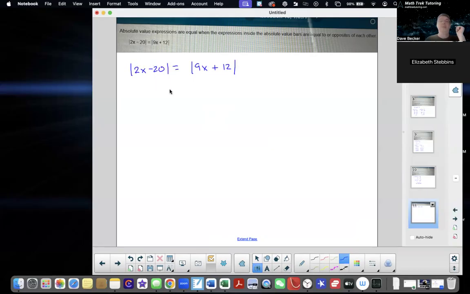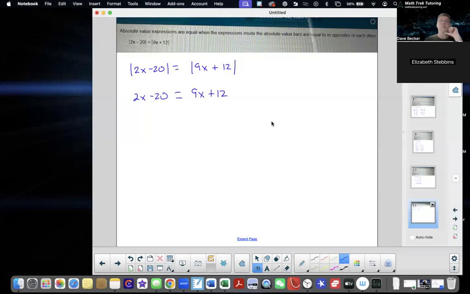We're going to keep the left-hand side as is by dropping the absolute value. We're also going to drop the absolute value here. And so our first deal is going to be 9x plus 12.